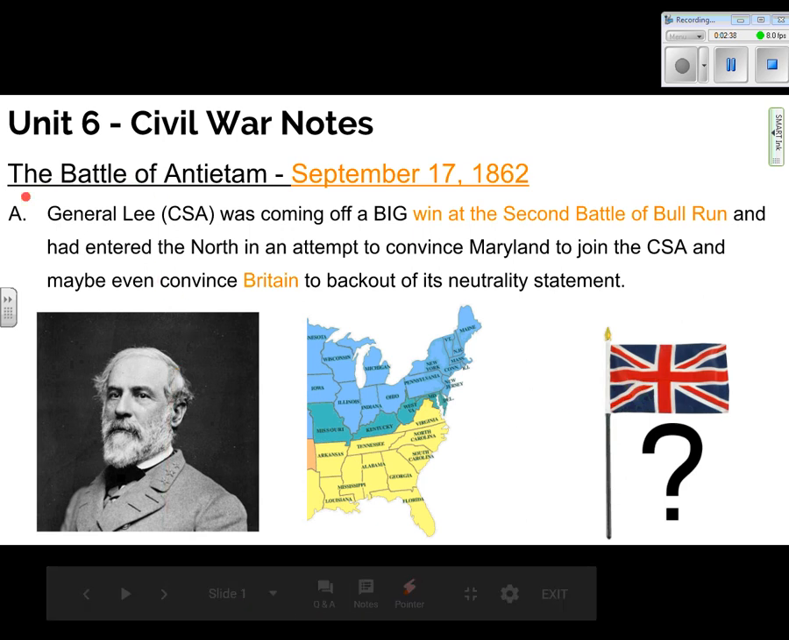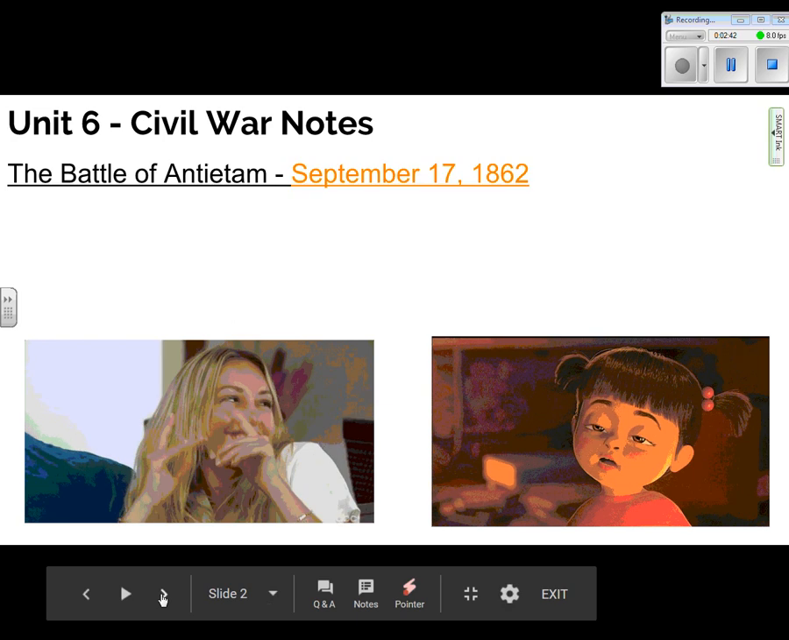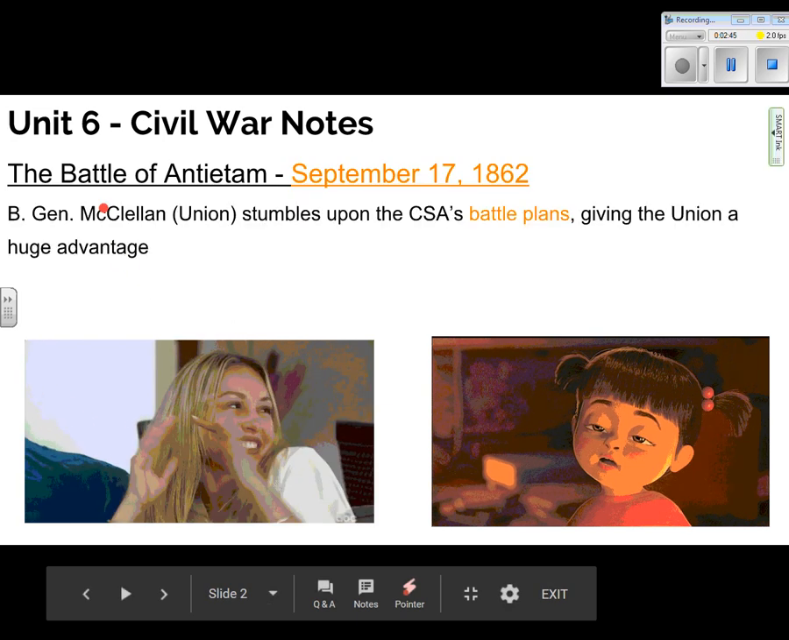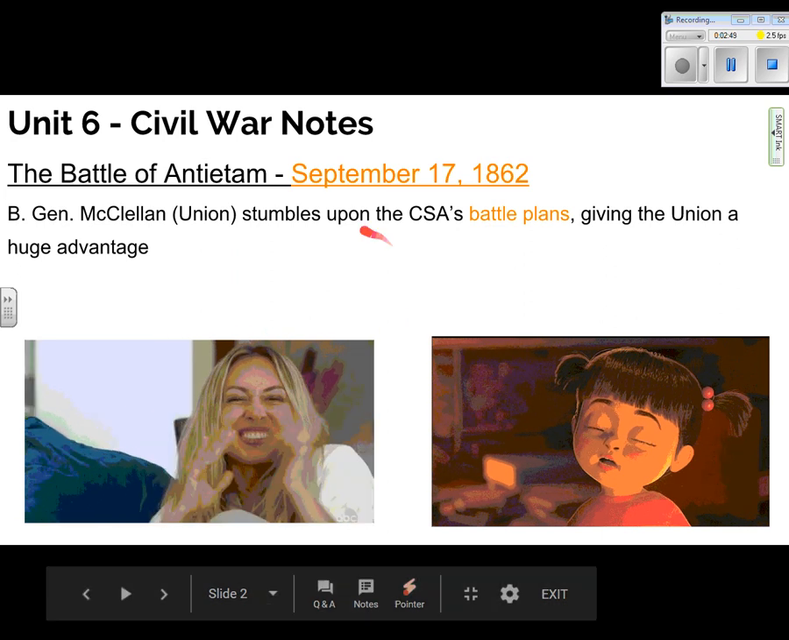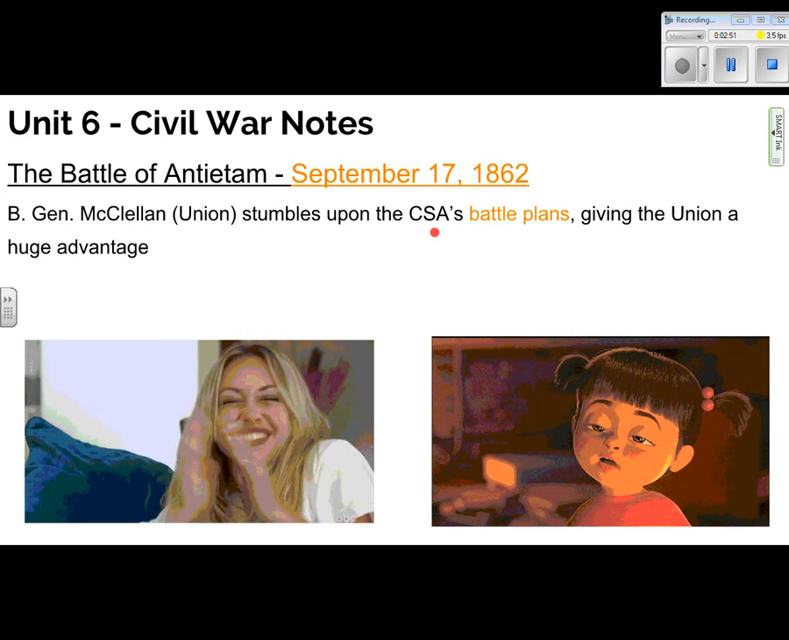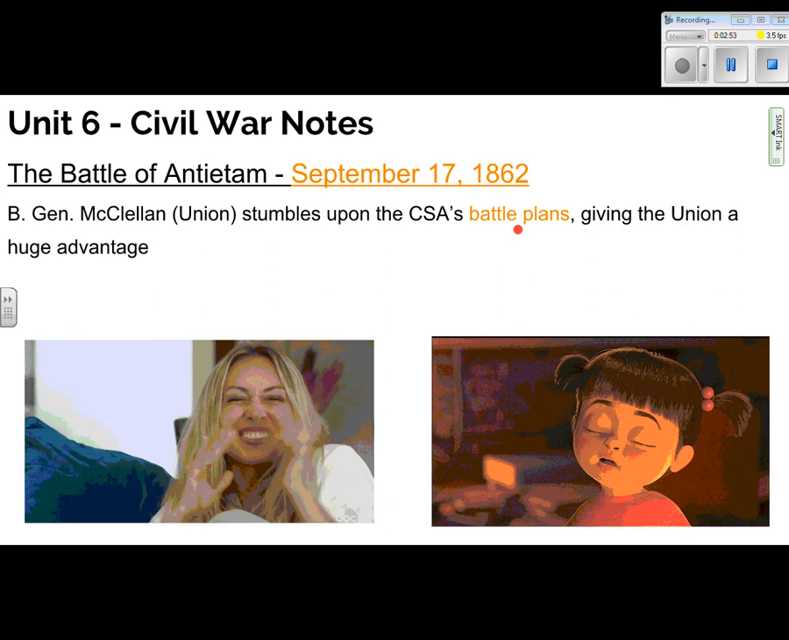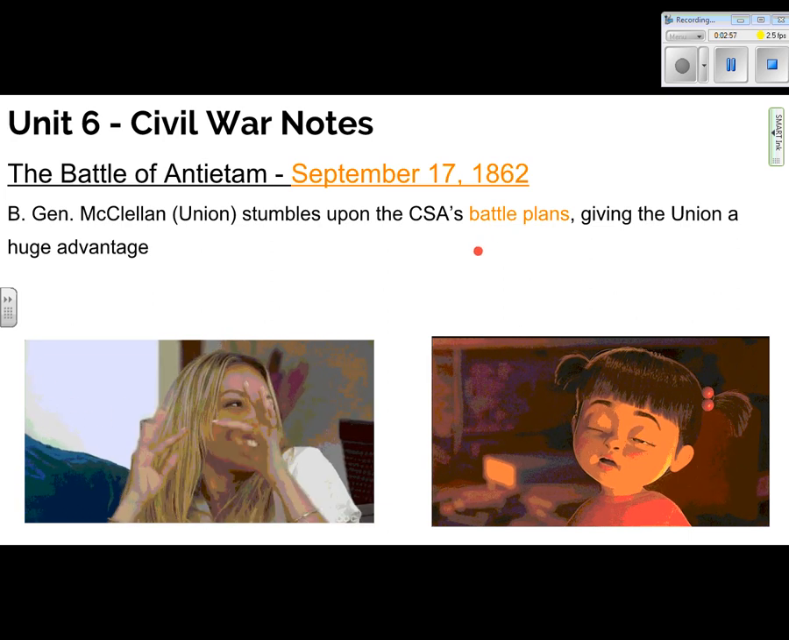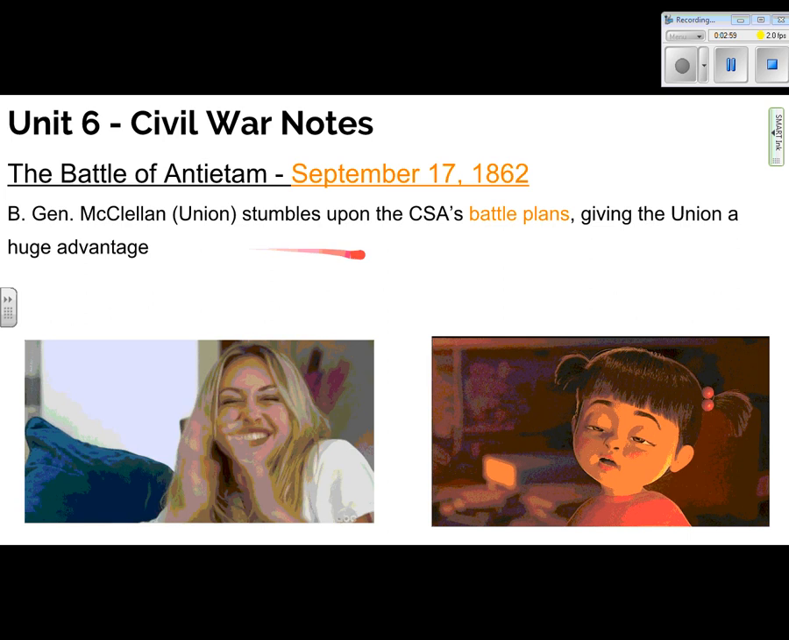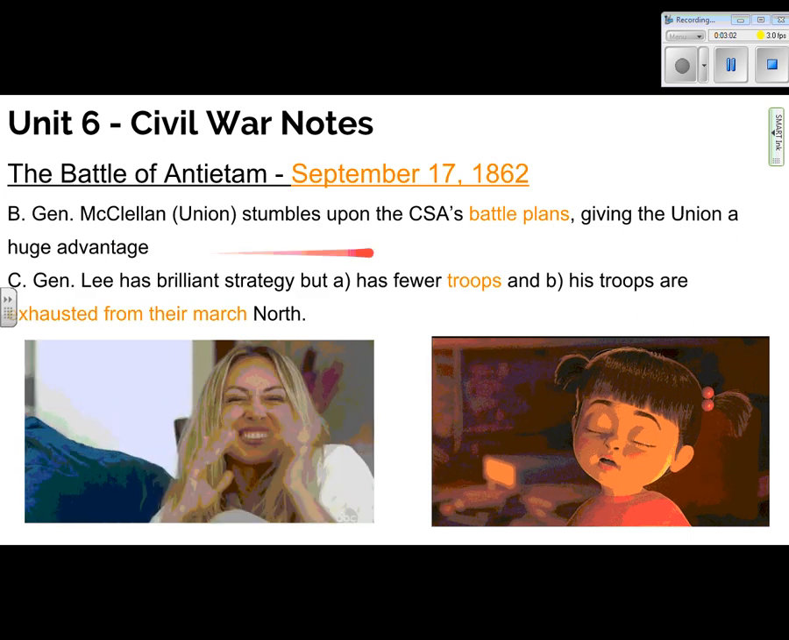So that's what leads into this Battle of Antietam in 1862. Two crazy things happen, right? McClellan, who's the Union general, is super excited because he finds the Confederacy's battle plans. They leave them behind accidentally, hidden so well that they even forgot that they hid them there. And then the Union has this huge advantage because they've seen what the South's plans are.